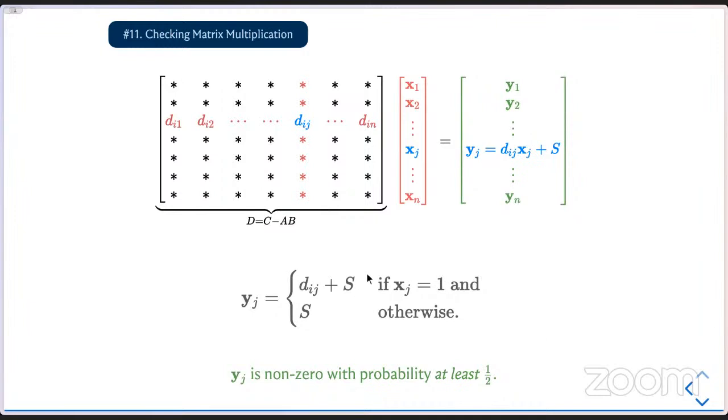Is this fine? Is this claim about the value of Yj, based on whether Xj is 0 or 1, making sense?